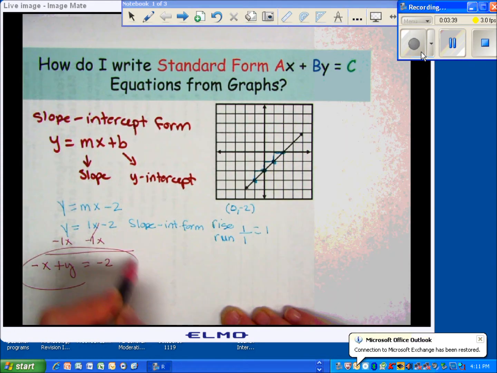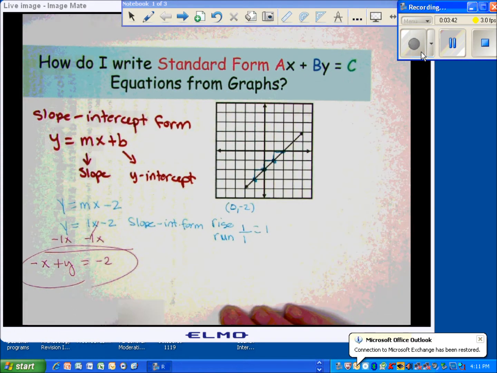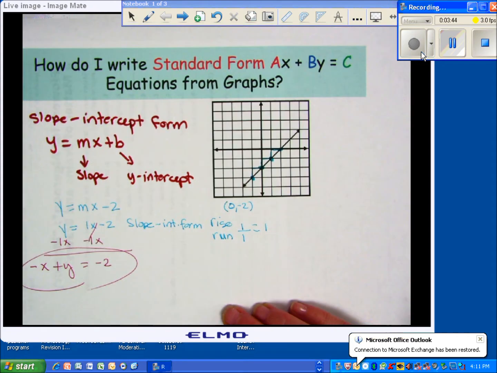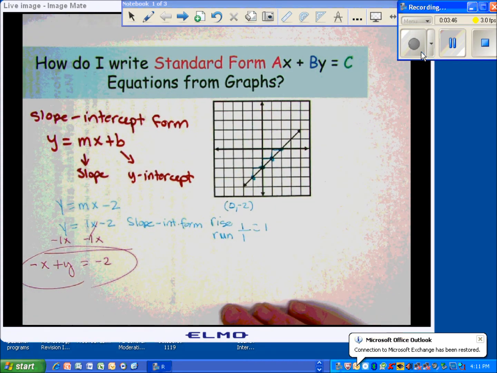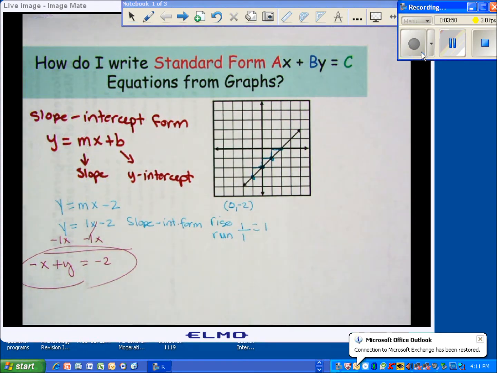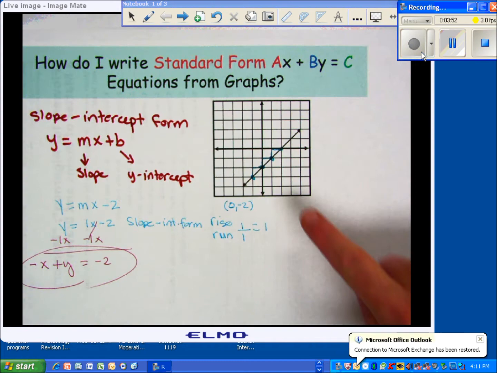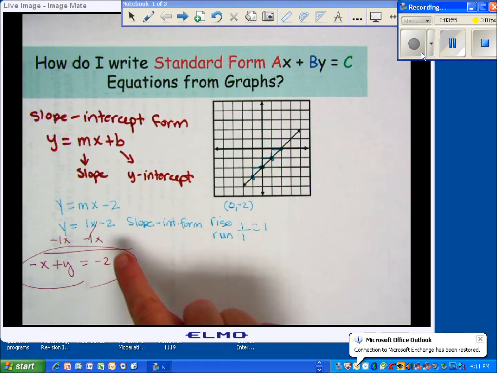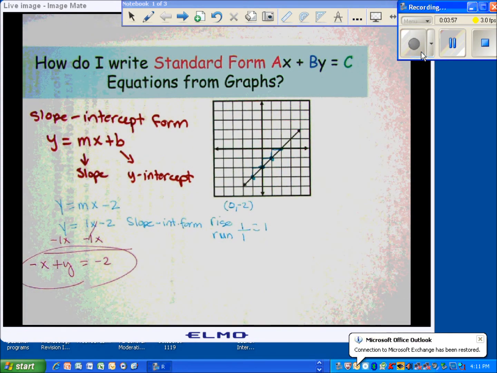And, dun-dun-dun, I've ended up with an equation in standard form. It's a beautiful thing. Standard form is a really powerful form because you can get 3 pieces of information from just one equation. And now you know how to go from the graph all the way to the equation. So good luck with that, and I'll see you tomorrow.